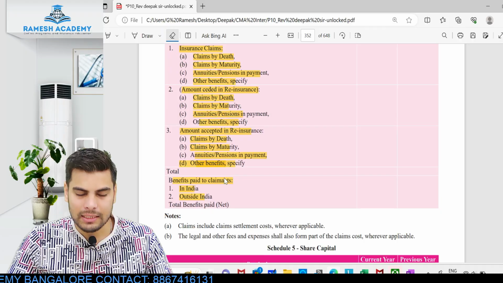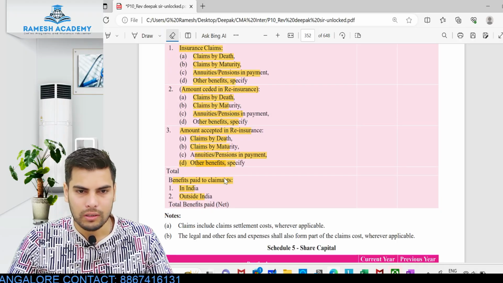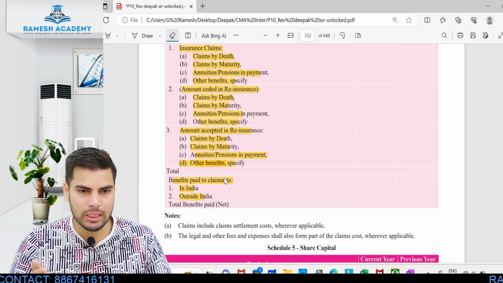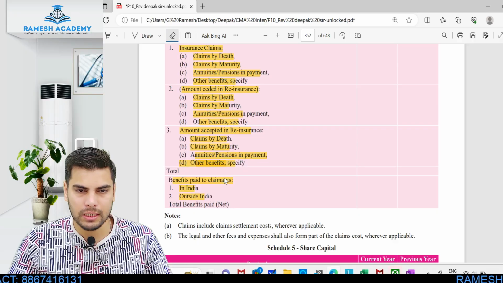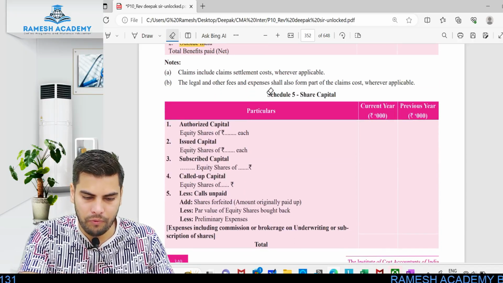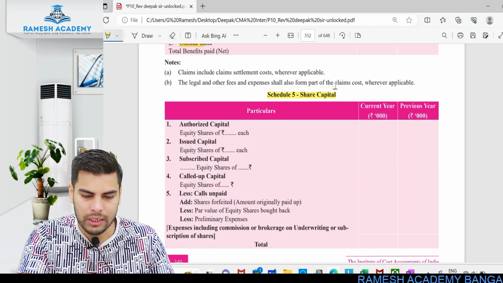In the last class we had discussed the initial 4 schedules, that is the premium, the commission paid, other operating expenses paid and benefits paid. These 4 schedules we had discussed in the previous class. So let us straight away start with schedule number 5, which is related to share capital.